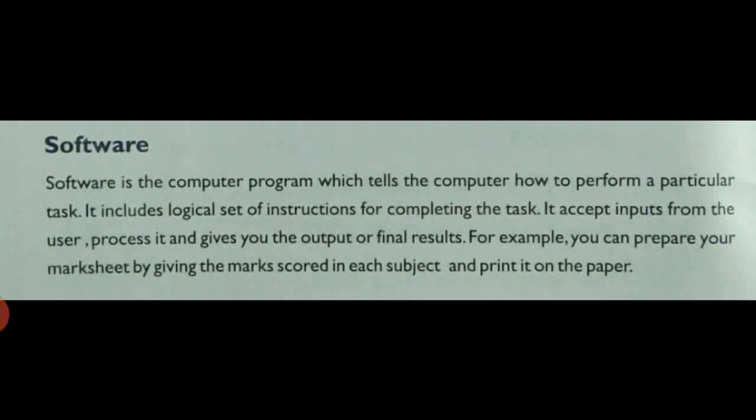Next is software. Software is the computer program which tells the computer how to perform a particular task. Software is nothing but a program. One simple example: everyone is using an Android mobile phone, and in it we use apps, that is Android apps. Apps are nothing but applications, and applications are called programs, and a program is nothing but software. So if we are using a computer, then we are using software or a program.